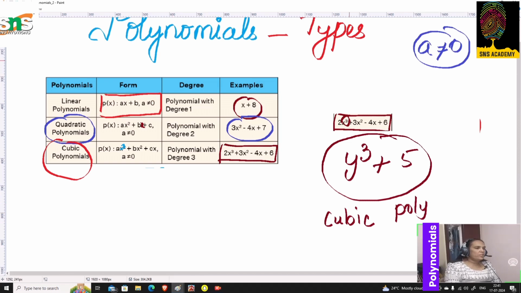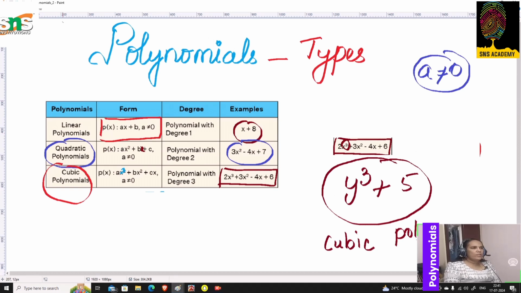So in this class, we learned that according to the degree of a polynomial, we categorize polynomials into 3 types. One is a linear polynomial, the degree is 1. Another one is a quadratic polynomial, the degree is 2. And a cubic polynomial, the degree is 3.